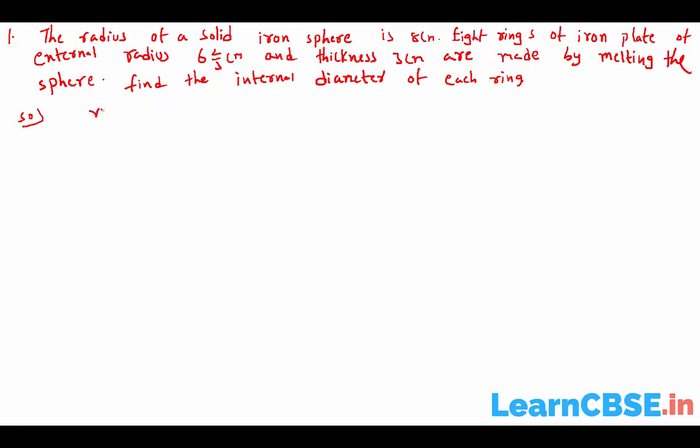Given that volume of the solid iron sphere equals 4 by 3 pi r cube, so 8 cube. 8 cube is 512, so it is 2048 by 3 pi centimeter cube.